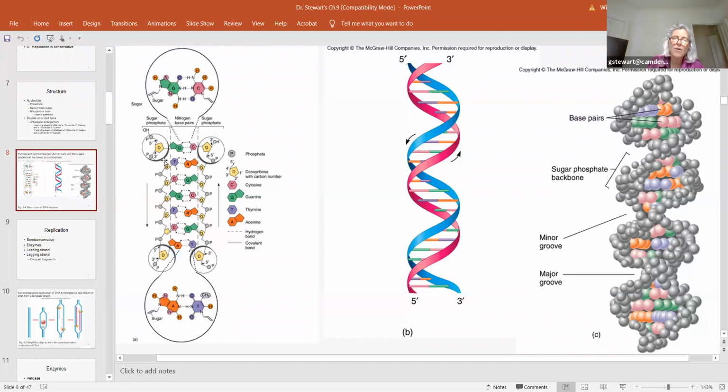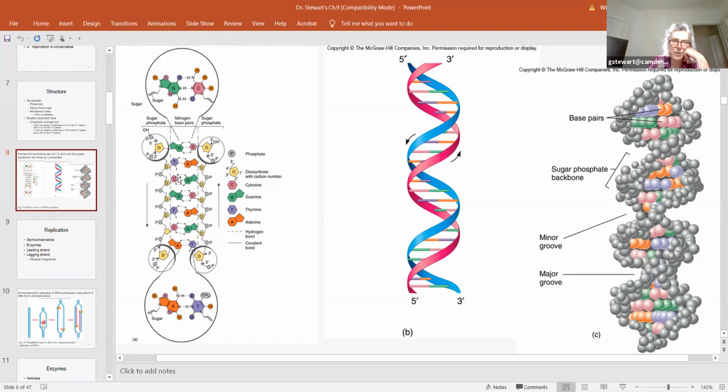And then the outer shape to the DNA, what makes up, like we would say, the sides of the ladder, is phosphates bound to sugars. So that's the phosphate of one nucleotide bound to the deoxyribose of the next. We call that the sugar phosphate backbone, and then these would be the base pairs.